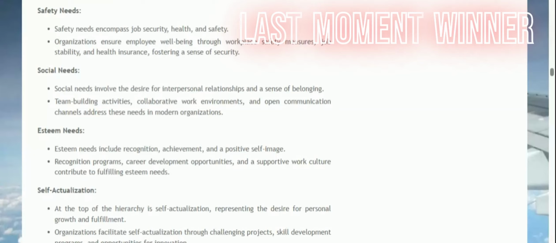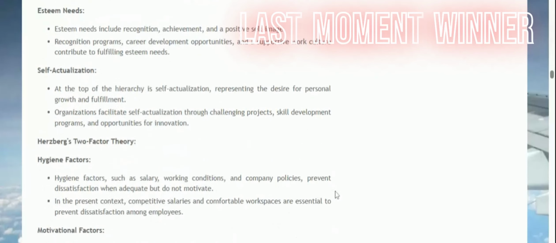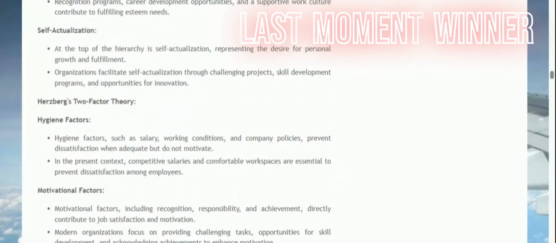Self-actualization. At the top of the hierarchy is self-actualization, representing the desire for personal growth and fulfillment. Organizations facilitate self-actualization through challenging projects, skill development programs, and opportunities for innovation. Herzberg's two-factor theory. Hygiene factors. Hygiene factors, such as salary, working conditions, and company policies, prevent dissatisfaction when adequate but do not motivate.